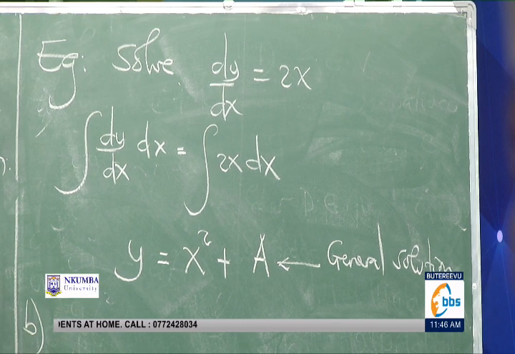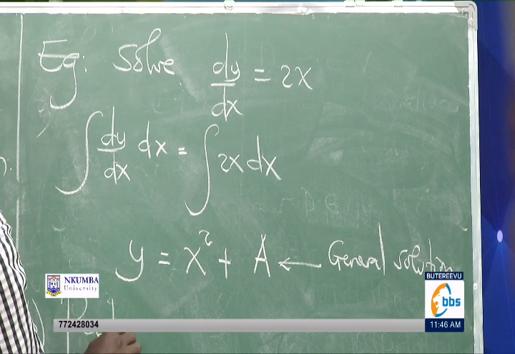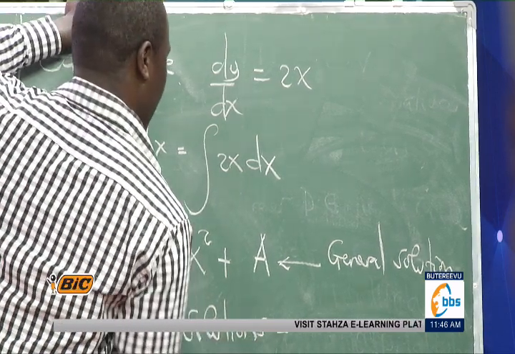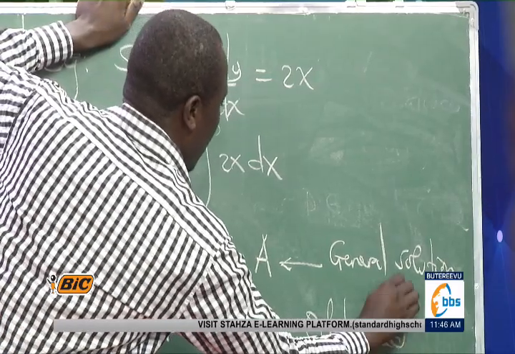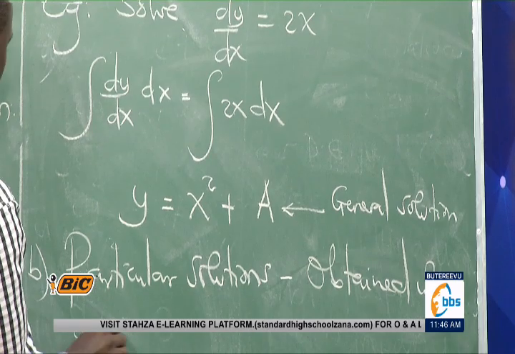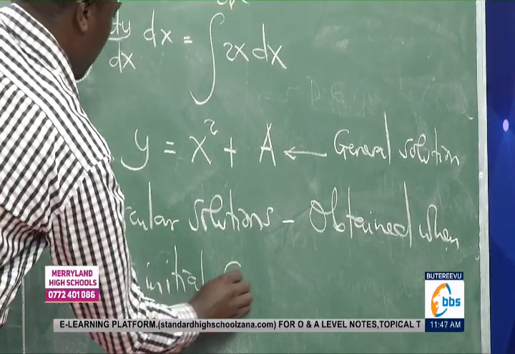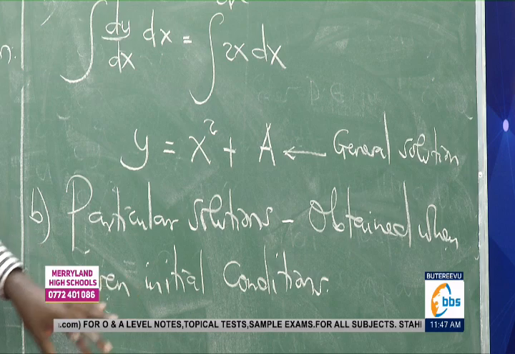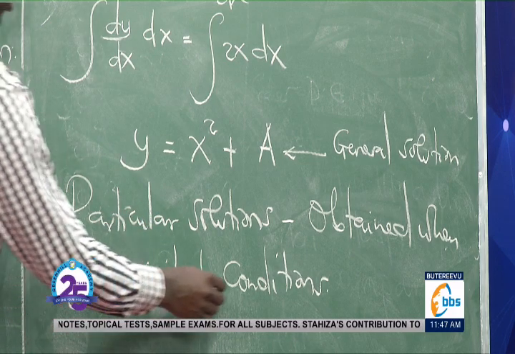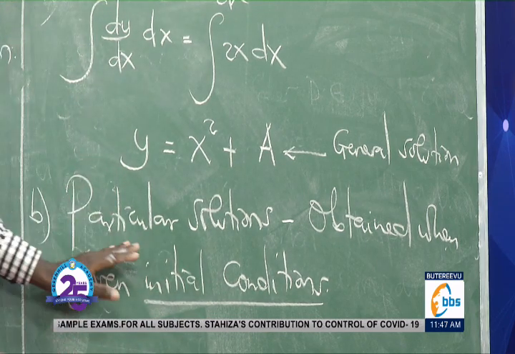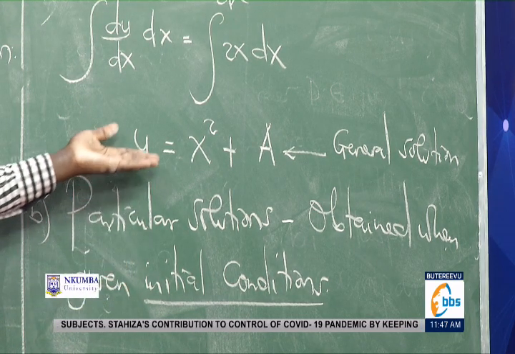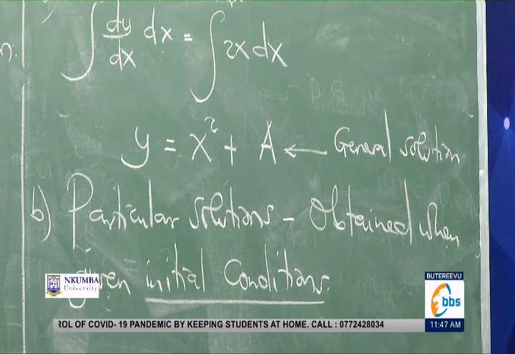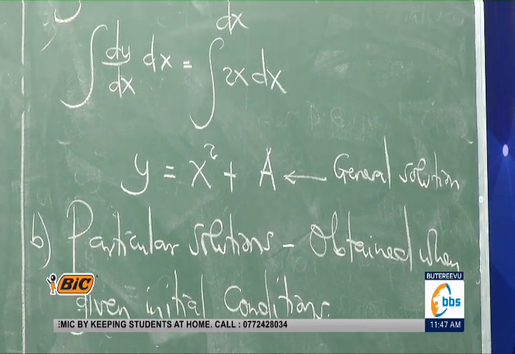Then there are times when we obtain what we call particular solutions. These are only obtained when we are given what we call initial conditions. The general solution represents a family of solutions, but this one is particular. In other words, there is extra, more specific information that is no longer satisfied by the whole family, but rather by only one member of the family. And that is the one we'll be looking for. So that's what we call a particular solution.